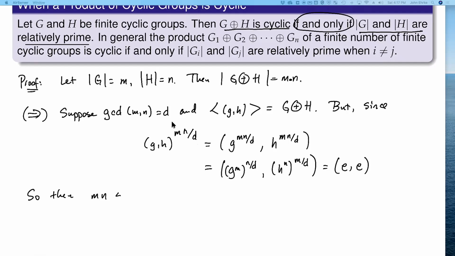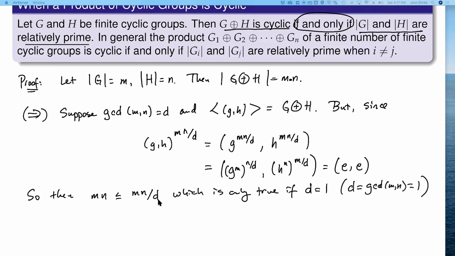So MN has to be less than or equal to MN divided by D, because remember, the order of the group is the smallest power that gives you EE as a result. The only way that's true is if D is equal to 1. But remember, D is the GCD of M and N, so that would have to be 1. So this says that M and N would have to be relatively prime.